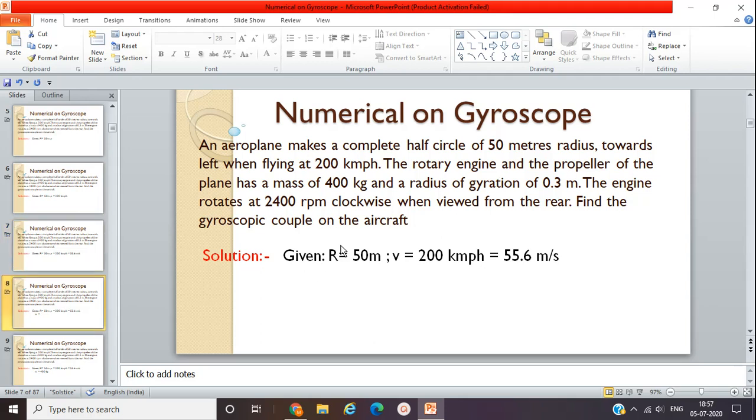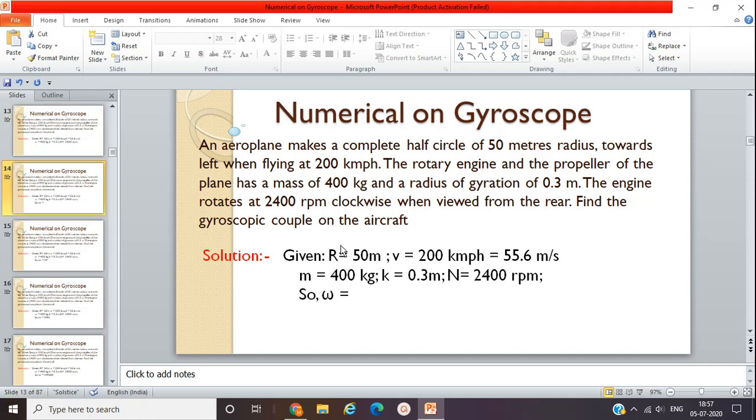second. Then mass is given to us, that is 400 kg, m equal to 400 kg, and radius of gyration, that is k, is equal to 0.3 meter. Then the engine rotates at 2400, so n equal to 2400 rpm clockwise when viewed from the rear. We have to find out the gyroscopic couple.